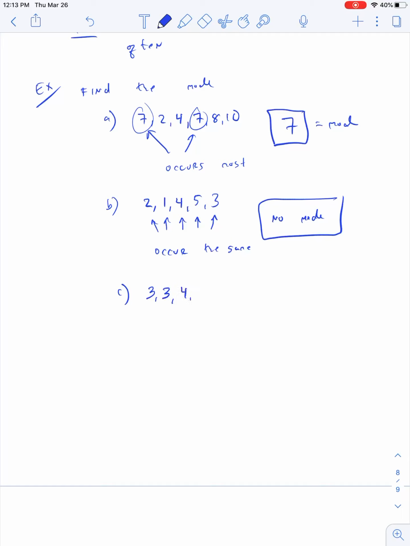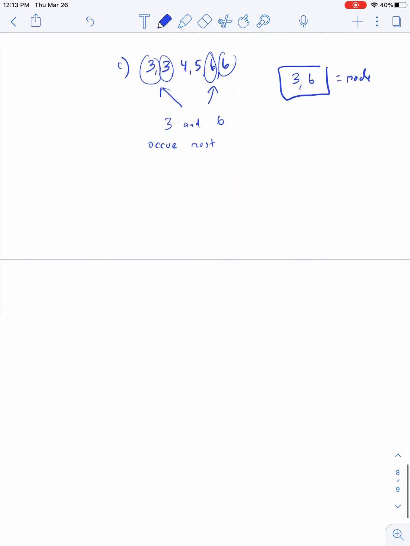How about example C? We got 3, 3, 4, 5, 6, and 6. Here we see that 3 and 6 occur the most. So our mode here is 3 and 6. All right, so the one that occurs the most.